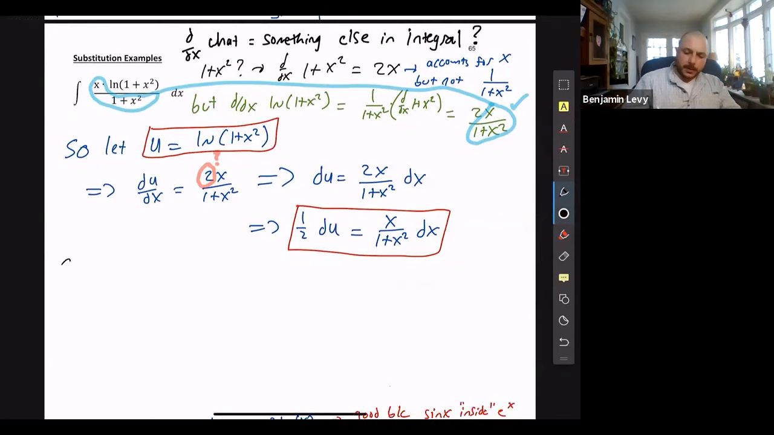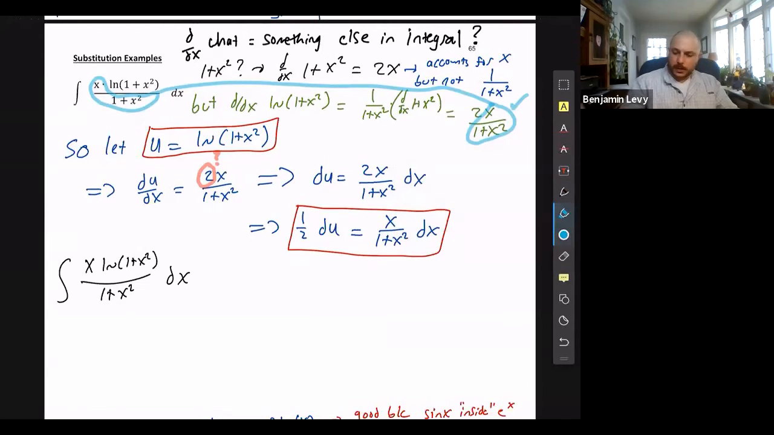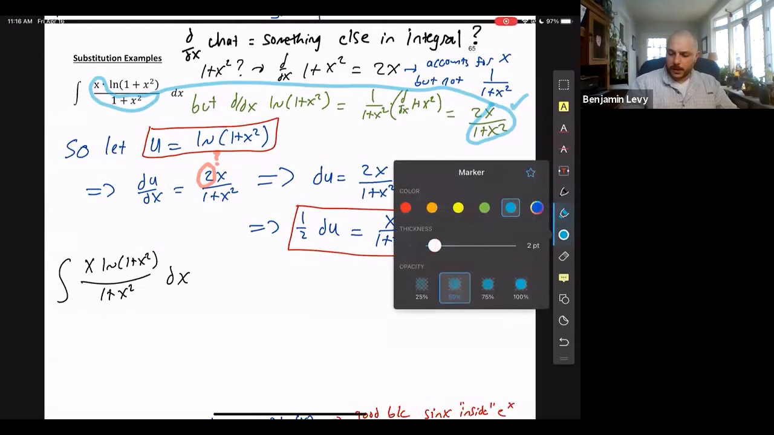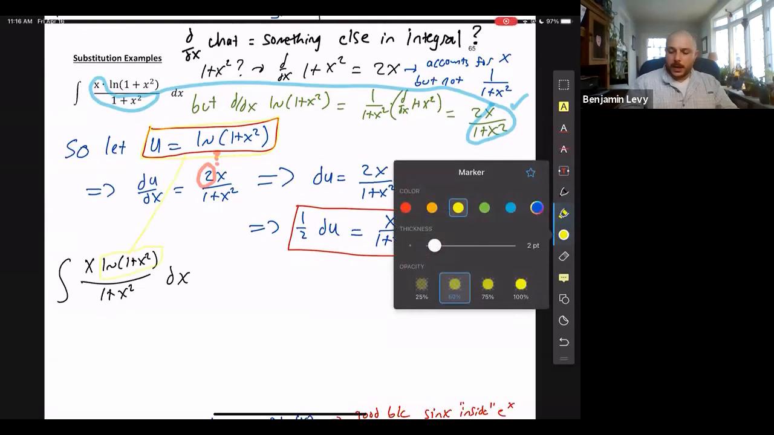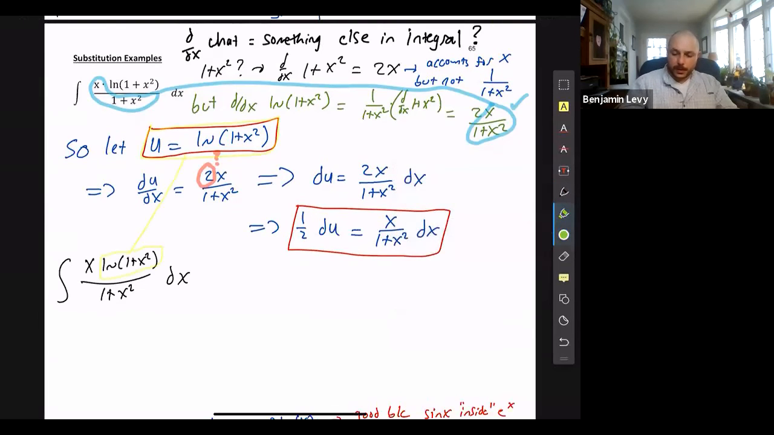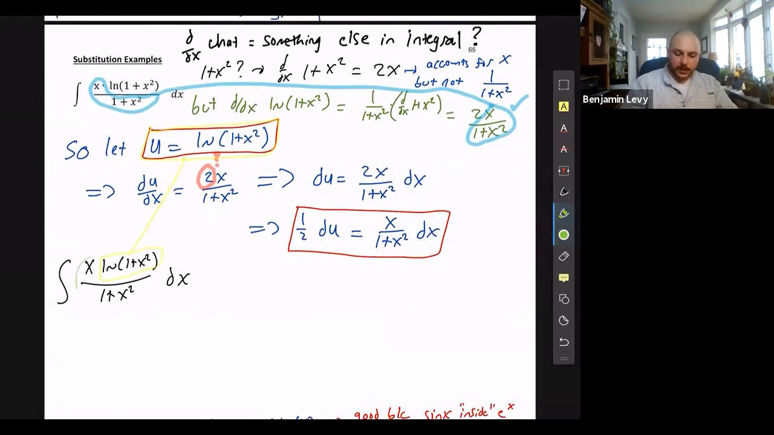Okay, so let's make the substitution. Let me write the original problem again. I'll just copy it down as it's written, so maybe you can make that connection here. I'll just copy it down like normal, right? And what we're seeing here is that the u, and we also color code this a little bit. The u is going to be the ln, and the 1/2 du is going to end up being the rest of it.